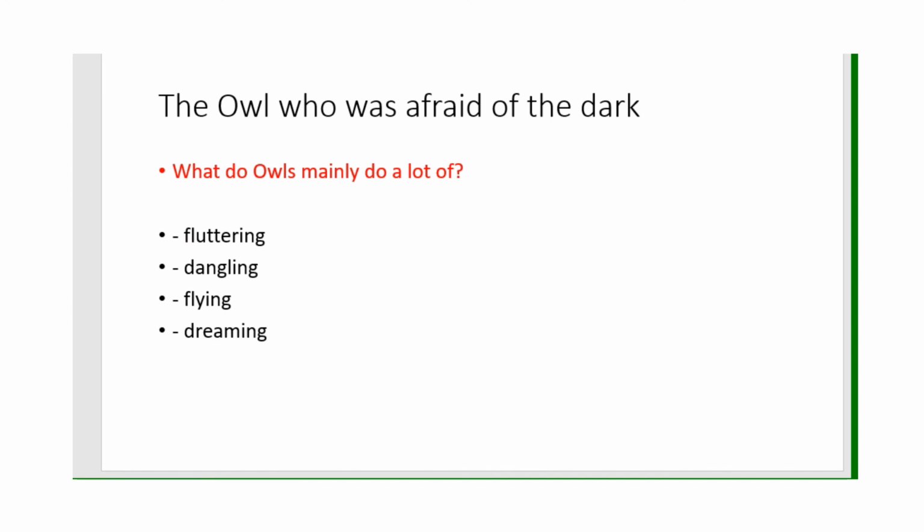Now then, this one is one where you have to think. It doesn't say it anywhere, but use your common sense and what you know about owls. What do owls mainly do a lot of? You read them. They've got ing words, so they are verbs. They are doing words, aren't they? Is it fluttering, dangling, flying, dreaming? They might flutter. They might dangle sometimes. Dream, yeah, everyone dreams. But what do the owls mainly do a lot of? You're correct. They do lots of flying.